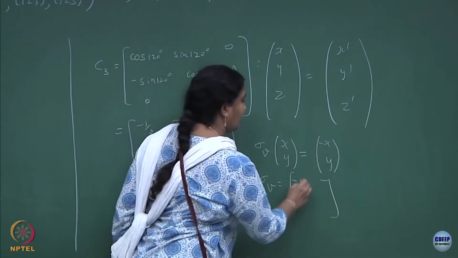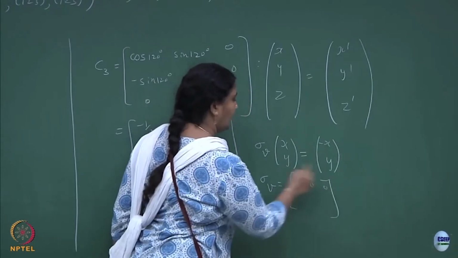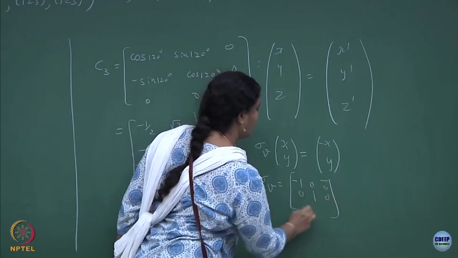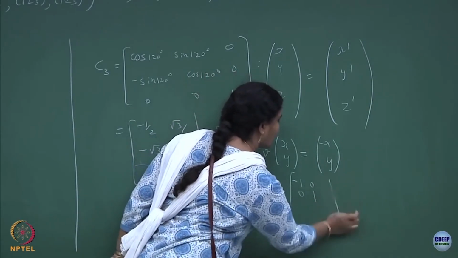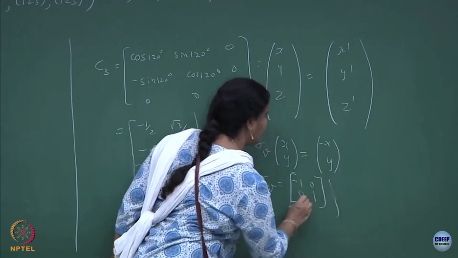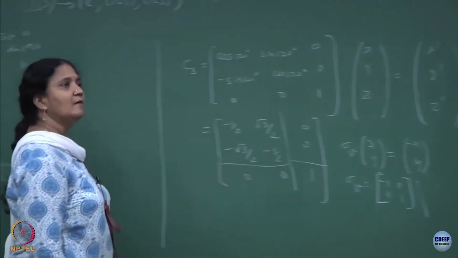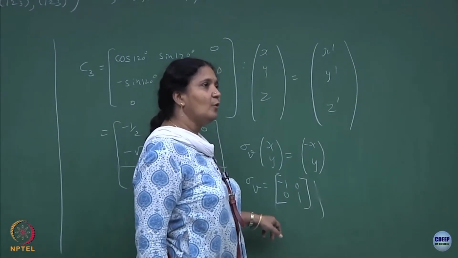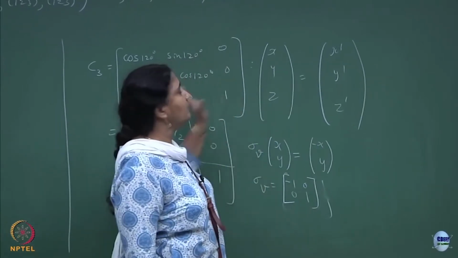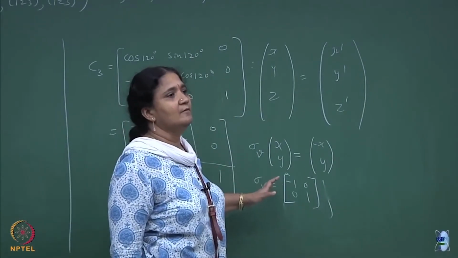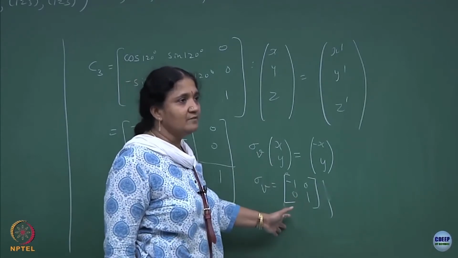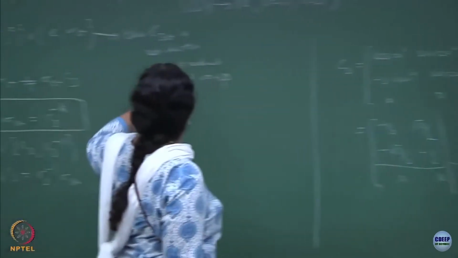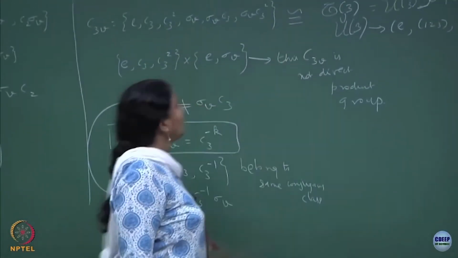So, the matrix form for this will be: x goes to minus x, y remains the same, and this is a 2 by 2 matrix, sorry. This is a 2 by 2 matrix which you have to write, and this is a 2-dimensional representation for sigma v. If you want to find C3 times sigma v, you just multiply. You can do the multiplication and write what happens. Similarly, you can write C3 square times sigma v, and you can write all the 2 cross 2 matrix elements.